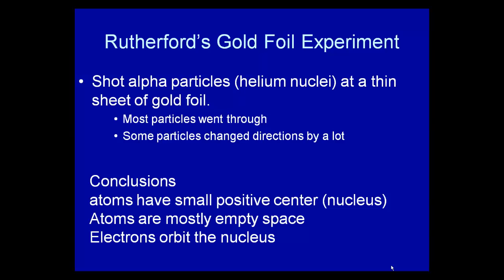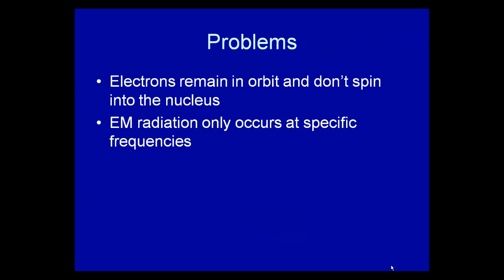Atoms have small positive centers that take up less than 1% of the space of an atom. Atoms are mostly empty space, therefore, and electrons orbit around the nucleus. Now, there are a couple of problems with Rutherford's easily explained model, and that's the fact that electrons do remain in orbit. Remember, electrons are negative, the nucleus is positive. They should crash. They don't.